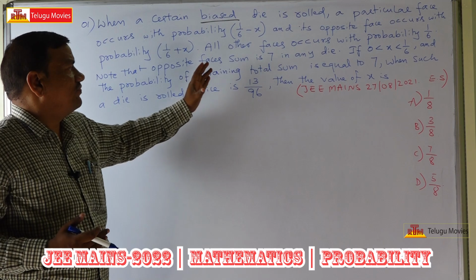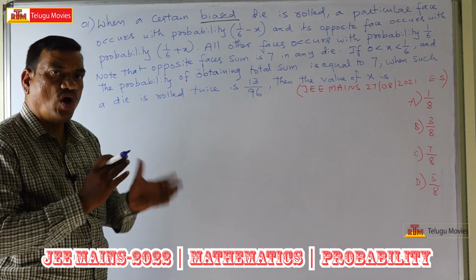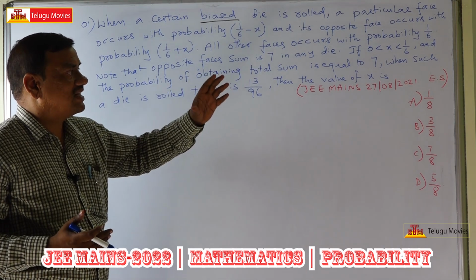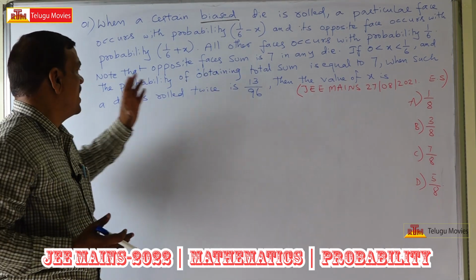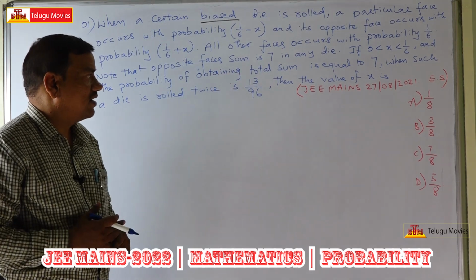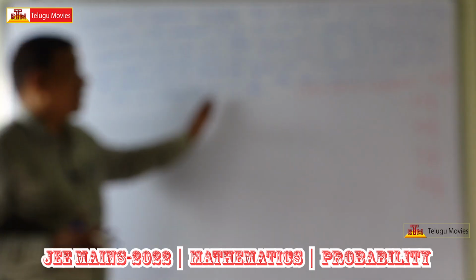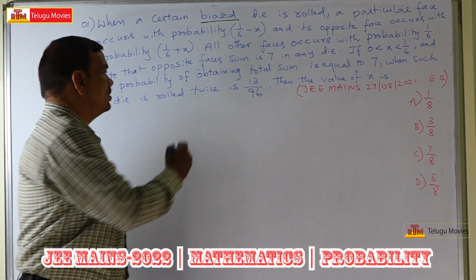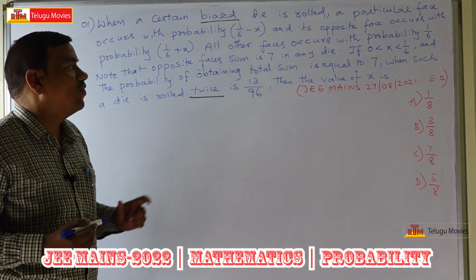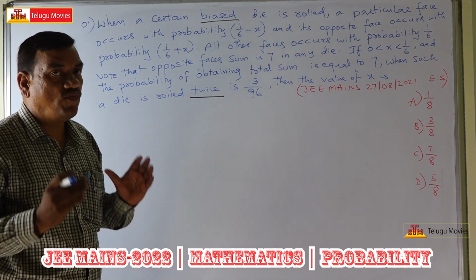Note that the sum of the numbers on opposite faces is 7 in any die. If 0 less than x less than 1 upon 6, and the probability of obtaining a total sum equal to 7, when such a die is rolled twice, is 13 by 96, then what will be the value of x? The die is rolled how many times? 2 times it is rolled.